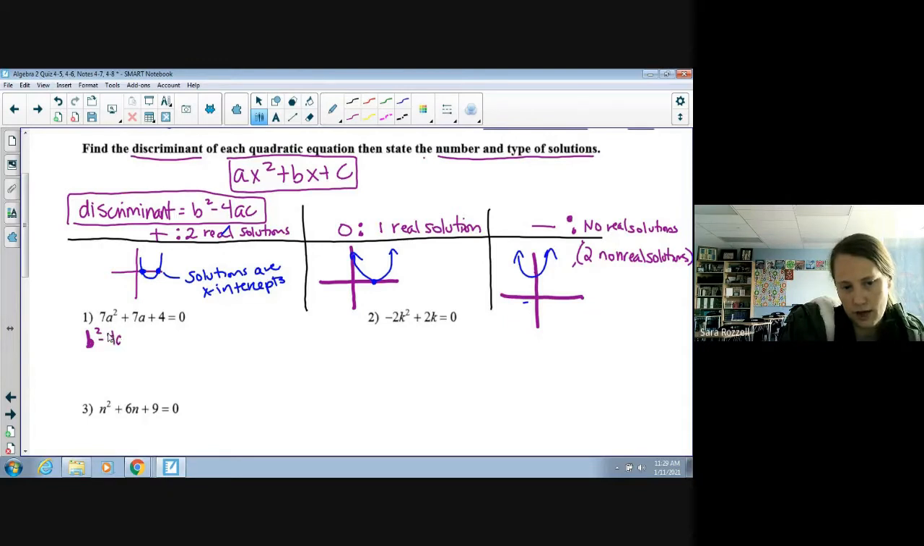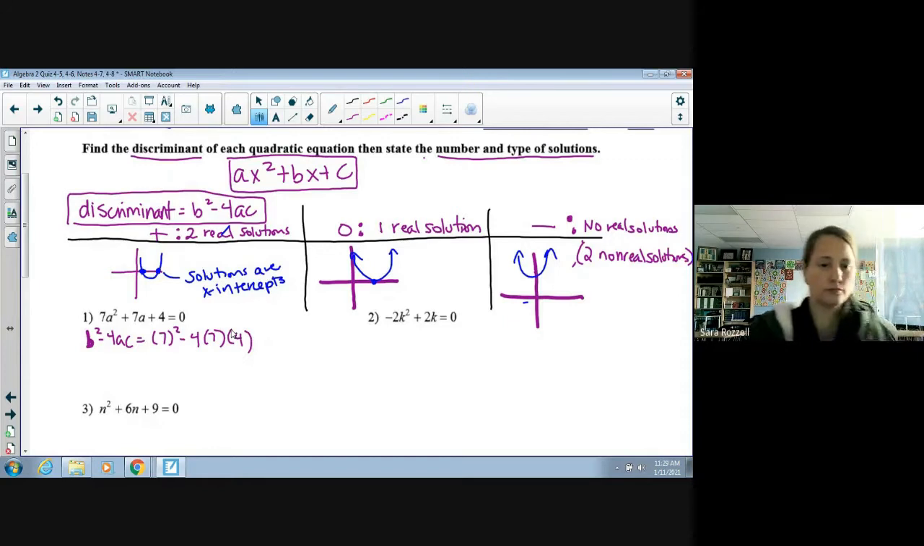Okay. So we're going to write out b squared minus 4ac, and we're just going to plug in the numbers that correspond to those variables. So our b was 7, 7 squared minus 4, our a is 7, and our c is 4. So we plug those in. We're just going to put them in the calculator just like that with the parentheses on all. 7 squared minus 4 times 7 times 4.